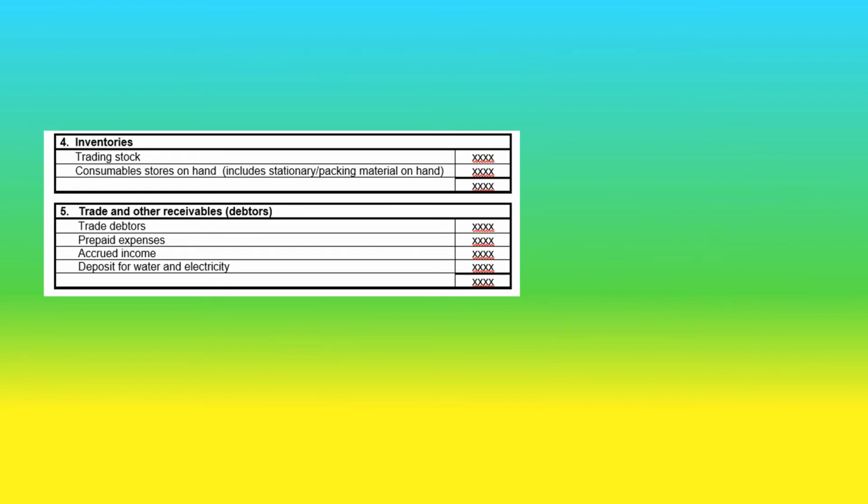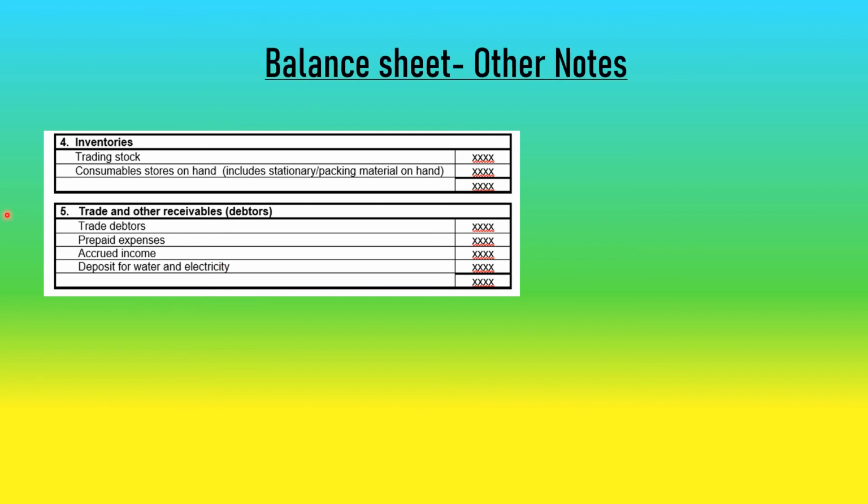Okay. So I want to now explain the other notes that are part of your balance sheet. The other notes that we can look at are inventories and trade and other receivables. So once again, here are notes giving you more information. Look at this. Inventory tells you there is trading stock and consumable stock on hand. Trade and other receivables tells you that you have trade debtors and other receivables.